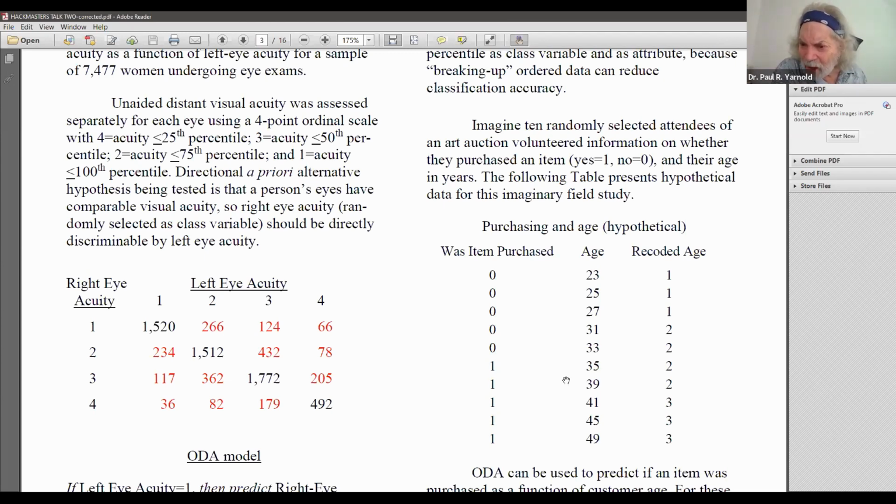There's no room for error. So if one recoded this, they'd say there's no effect. But what's important to artists would be that there is an effect, and they would want to know, pander to the people who are older than 34, because that's where you're going to get your money from.